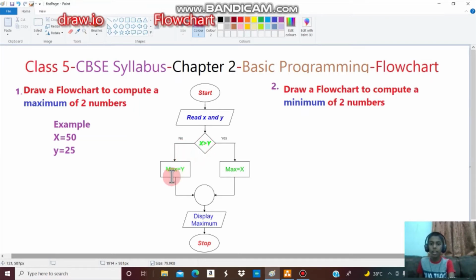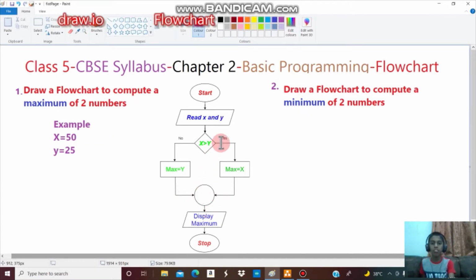So, here we have a rectangular box, a processing box that says maximum is equal to Y. Maximum is equal to 25. 50 greater than 25, it says no. 25 is the maximum number. And then we have a flow line that goes down and right to a connector.